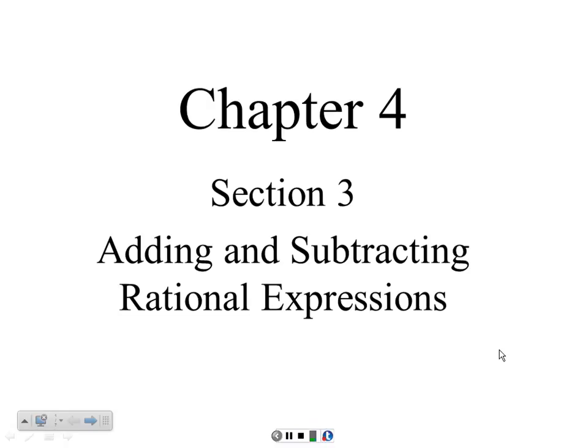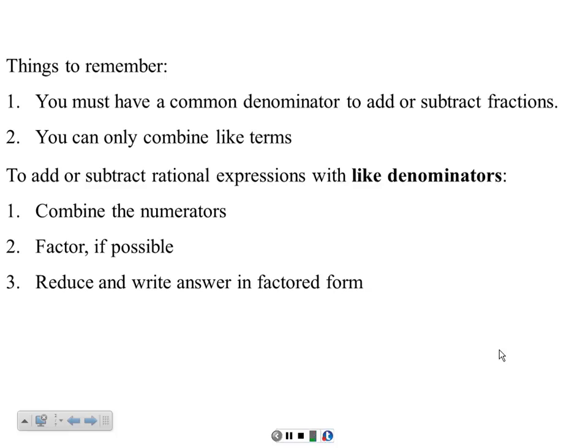Chapter 4, Section 3, Adding and Subtracting Rational Expressions. So in this section, what we're going to do is add and subtract basically fractions in algebra.